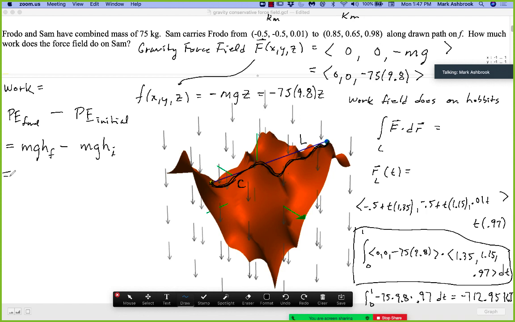And let's do it. So MGH would be, in this case, 75, positive now, times 9.8, times height final, which is 0.98, minus 75 times 9.8 times height initial, which is 0.01. And if you do the math on that, you get the same thing. But now this is positive because this is the work that has to be exerted to get up that. So it's equal and opposite to that. So it's the work that Sam does. The work that Sam does is the opposite of this.